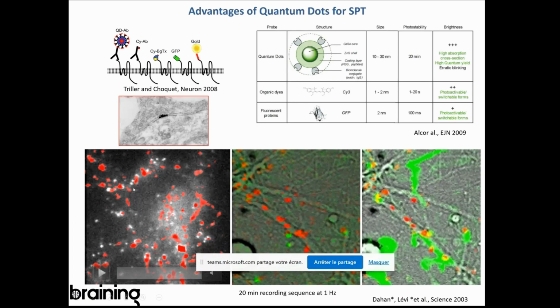So the quantum dots are nanocrystals actually. They are quite big. They are between 10 and 30 nanometers, which is almost the size of the synaptic cleft. But they can enter the synapse, as you can see on this image. The quantum dot was revealed by electron microscopy. But as I said, they have the advantage of being very photostable. So you can record a single molecule localization for up to 20 minutes.